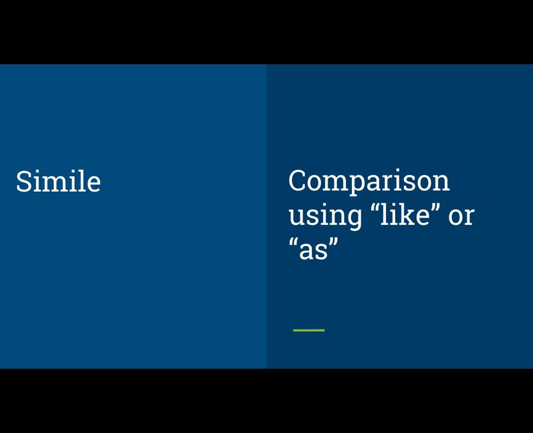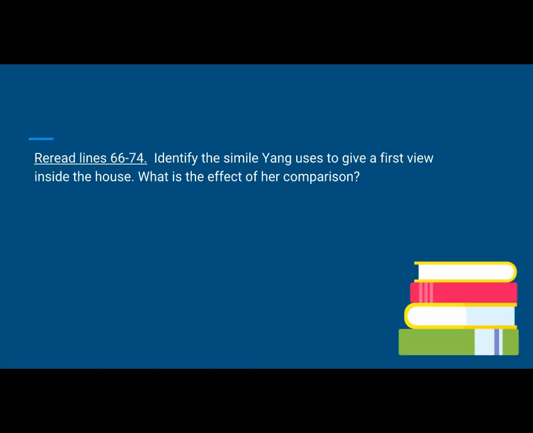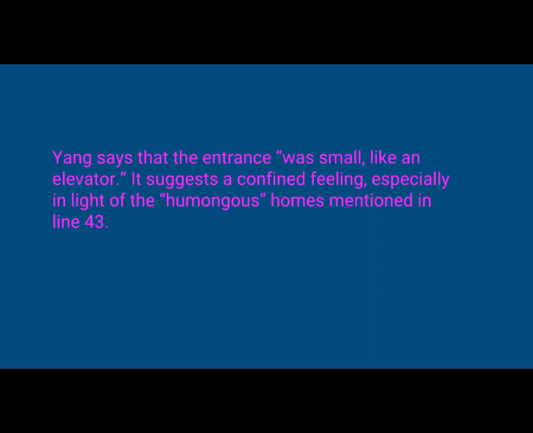A simile is a comparison of two unlike things using the words "like" or "as." Yang uses a familiar comparison to give readers a sense of the house's size. Reread lines 66 through 74. Identify the simile Yang uses to give a first view inside the house. What is the effect of her comparison? Pause while you think. Yang says that the entrance was small, like an elevator. It suggests a confined feeling, especially in light of the humongous homes mentioned in line 43.